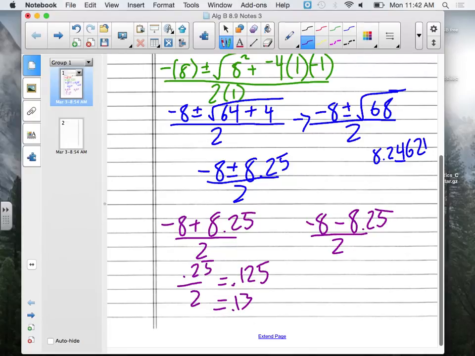What's our other one? What's negative 8 minus 8.25? What was that, Stefan? Okay, it's negative 16.25 over 2. What does that come out to be on the calculator?